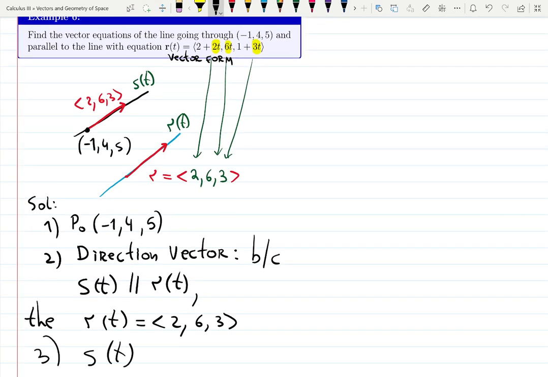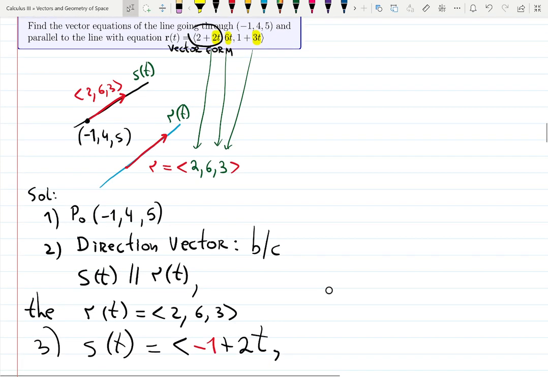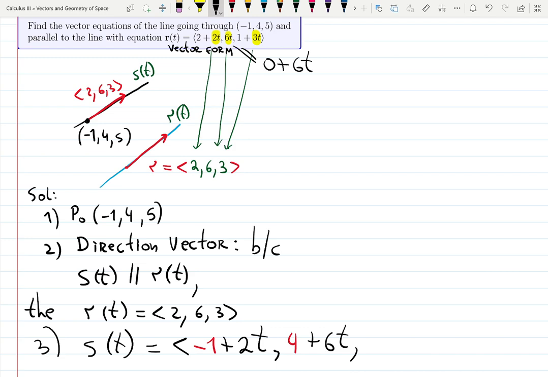Answer, S of T will be, R of T used to be 2 plus 2t. But now we're going to have minus 1 plus 2t. So point changed, direction stayed. We used to have 0 plus 6t. You see, this is 0 plus 6t. Now we're going to have 4 plus 6t. Finally, we used to have 1 plus 3t. Now we're going to have 5 plus 6t.